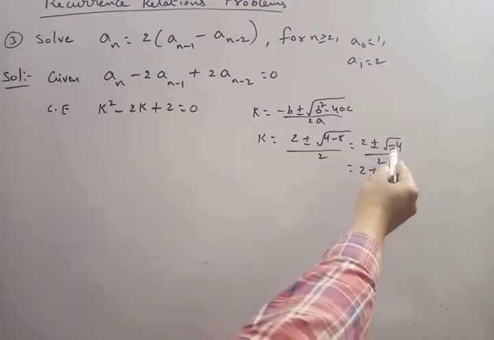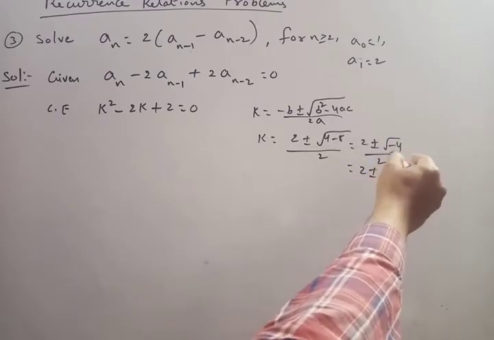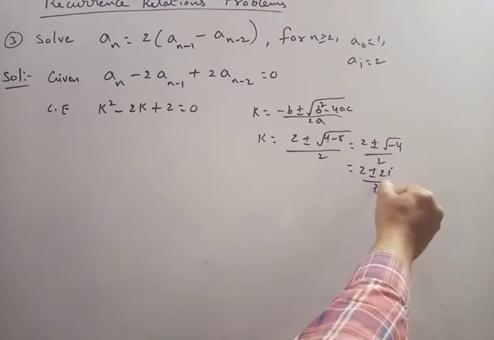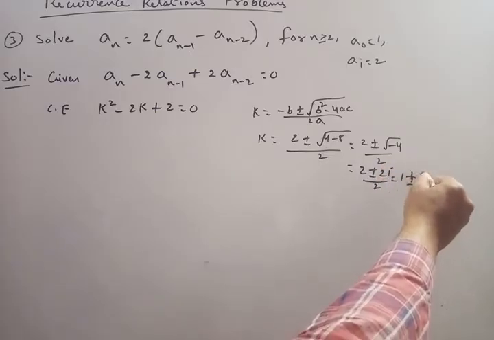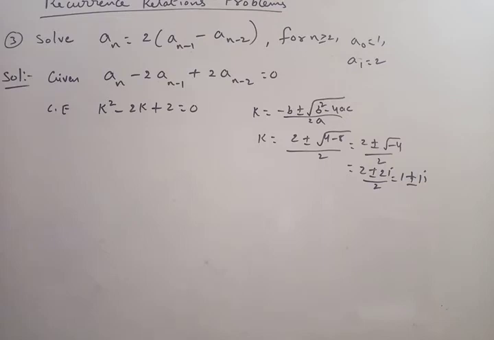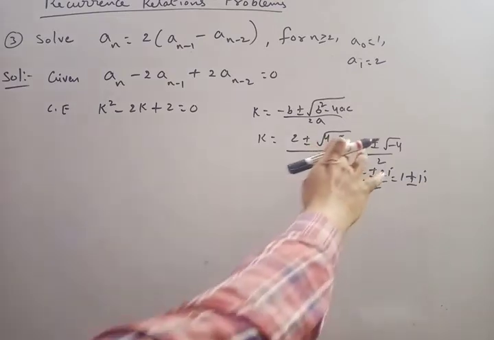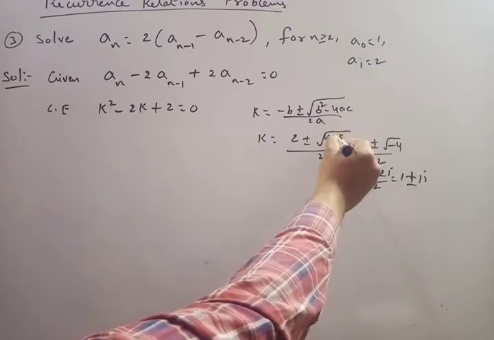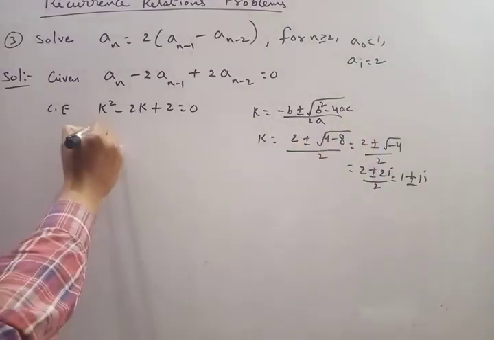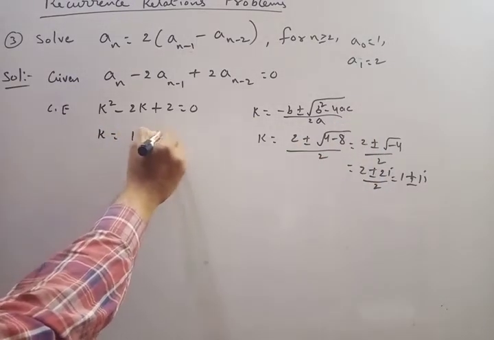Root of minus 4 is what? i square, 4i square. We will get 2i by 2, ma. Take out 2 common. I got 1 plus or minus 1i. This is 8, ma, 4ac, no? 8. Okay. So I got the k value as 1 plus or minus 1i.